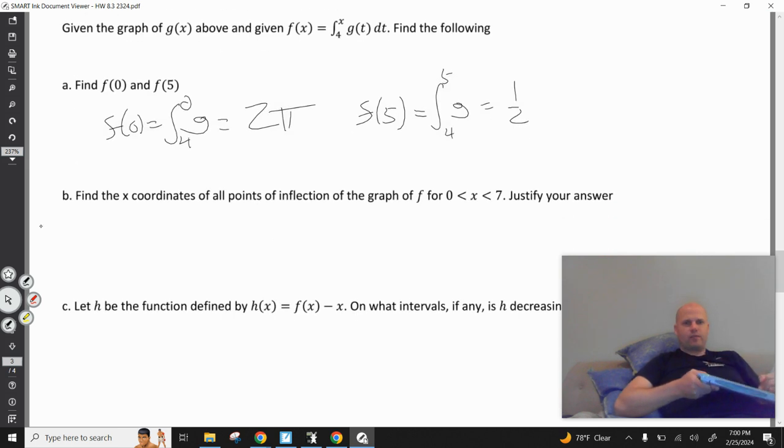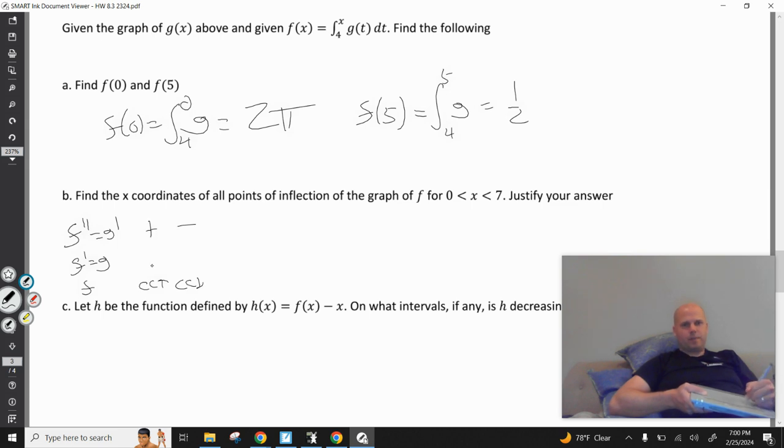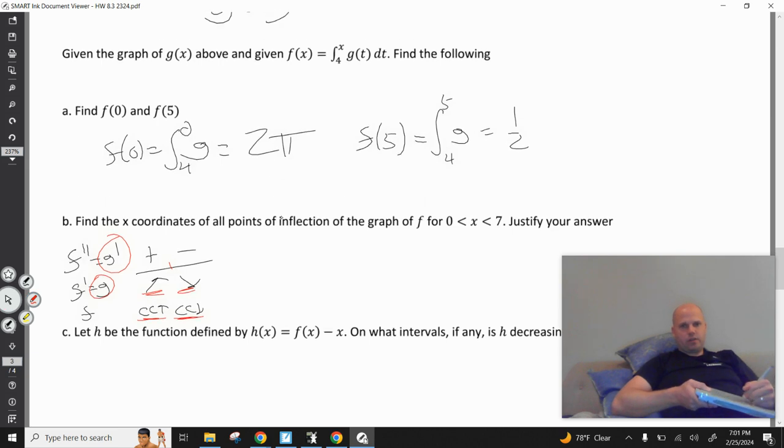Find the x-coordinates of all points of inflection of the graph 0 to 7. Justify your answer. Okay, so f's second derivative, which is g's first derivative, will tell us when g increases or decreases, which will tell us if f is concave up or concave down. This is what I always put down, I don't have to put it down, but you should, just so you understand. Points of inflection when concavity changes is when the slopes of g change sign or when g changes direction from increasing to decreasing or decreasing to increasing.